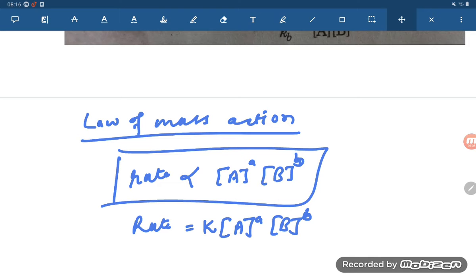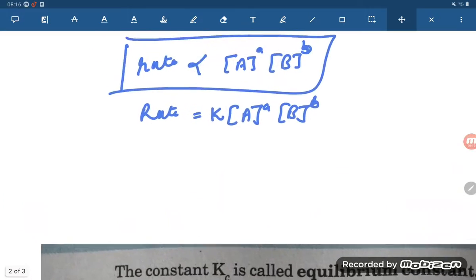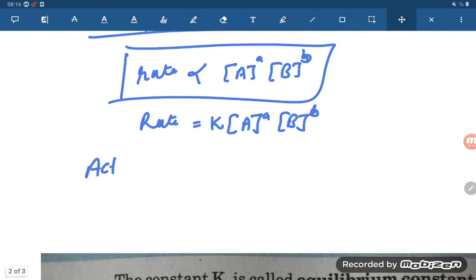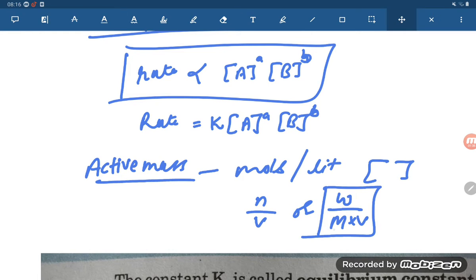Now, in another term, this active mass is also there. One more topic is active mass. Active mass means moles per liter, and it is represented by square brackets. So that is n by v, or you can write it as w by m into 1 by v. That is what active mass is.